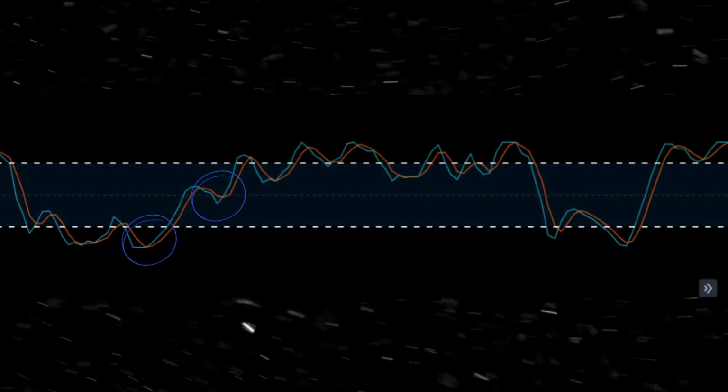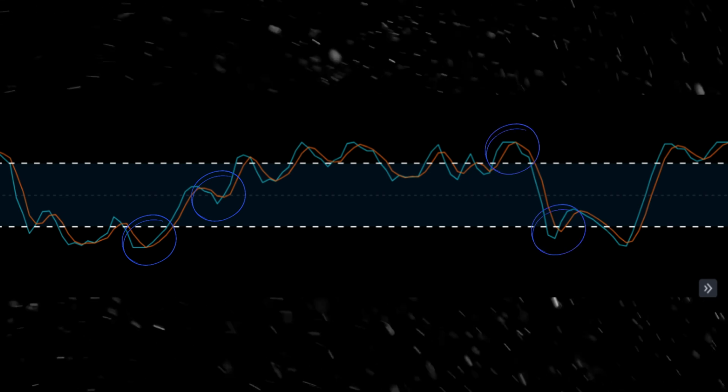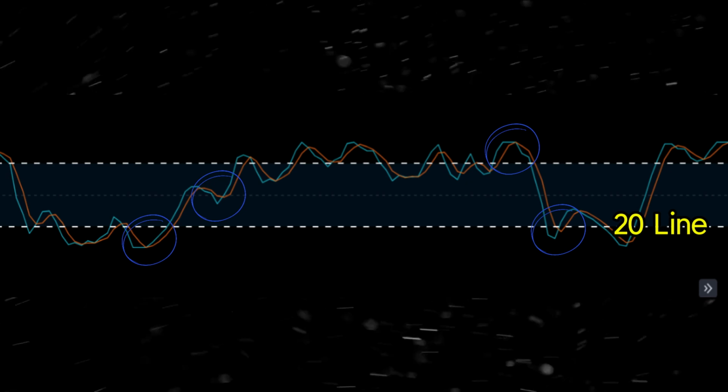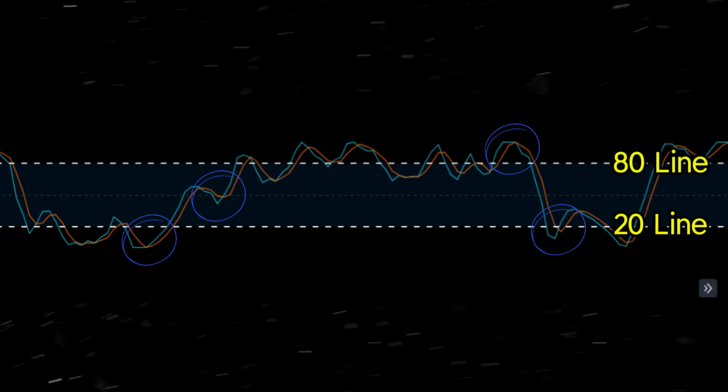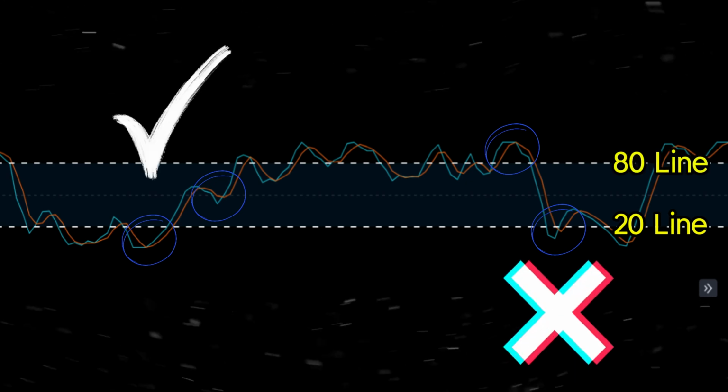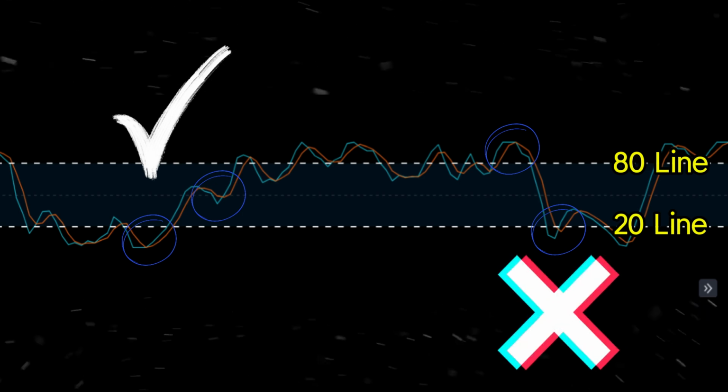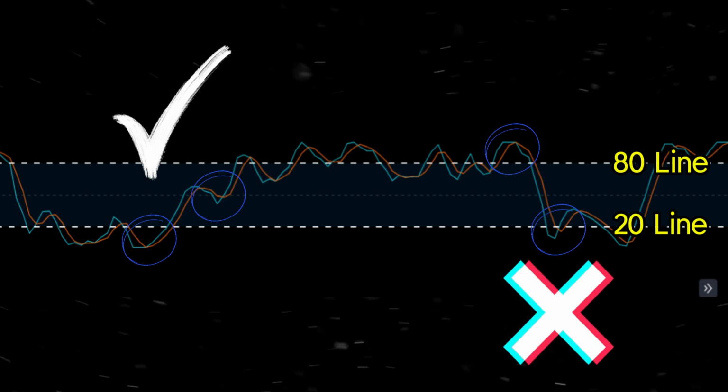It also doesn't matter where that second cross happens, so long as the Stochastic RSI lines don't pass into the opposite extreme region. You know, the 20 oversold or the 80 overbought areas completely across the indicator. But it can be pretty close, so long as the second cross is higher than the first for longs and lower than the first for shorts.